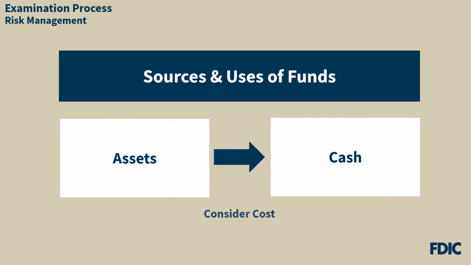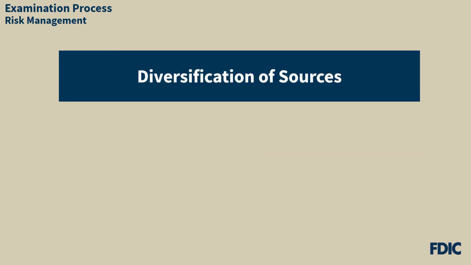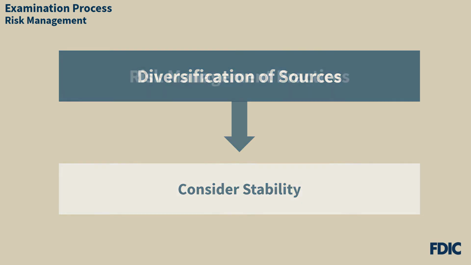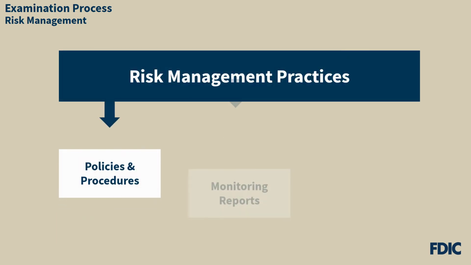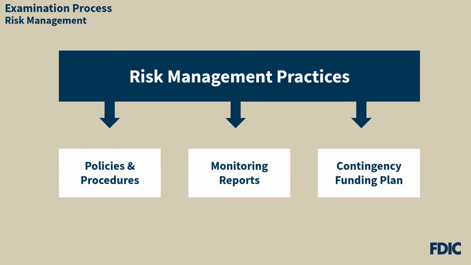When reviewing liquidity, we review the sources and uses of funds, including the ability to convert assets to cash under various business and economic scenarios, while considering the cost to do so. We assess the diversification of funding sources, as well as the stability of those sources. Finally, we evaluate the adequacy of risk management practices, which include policies and procedures, monitoring reports, and contingency funding plans.